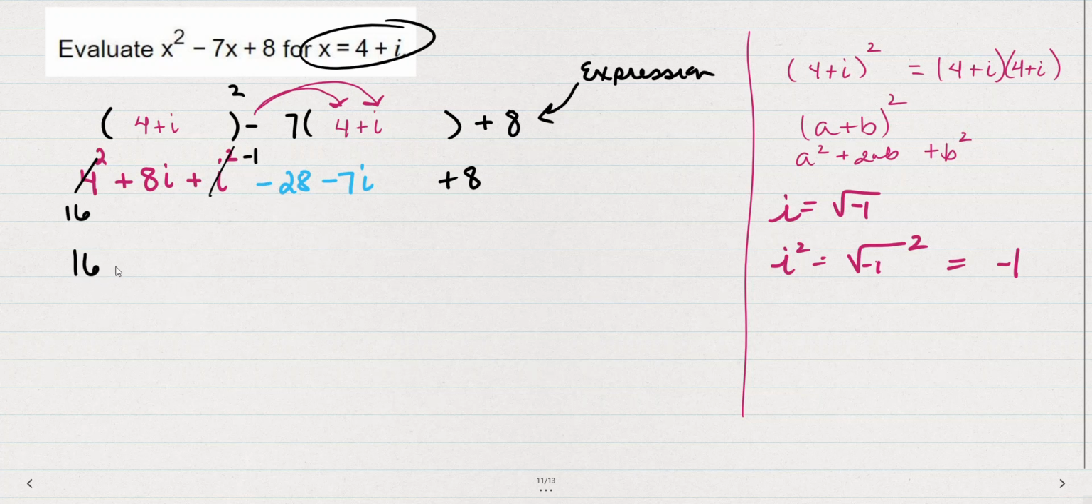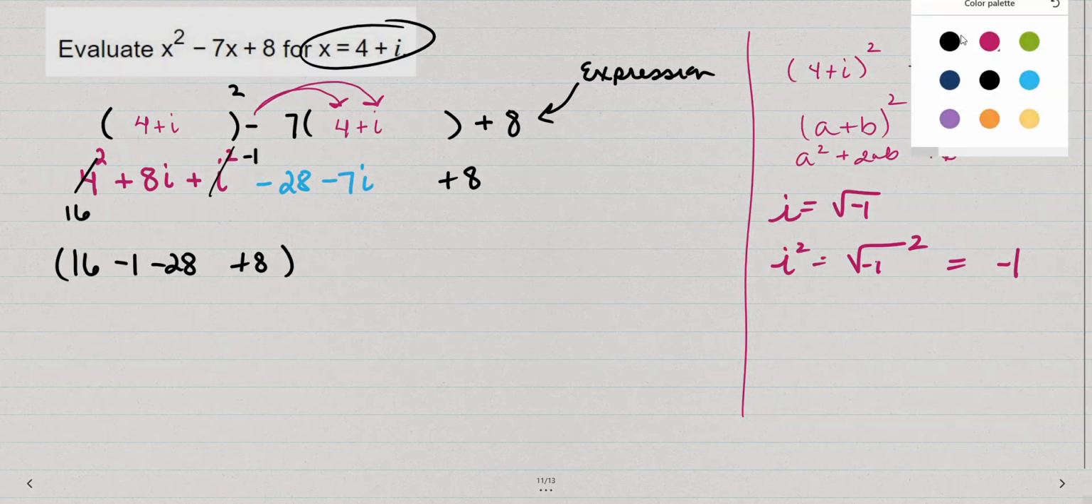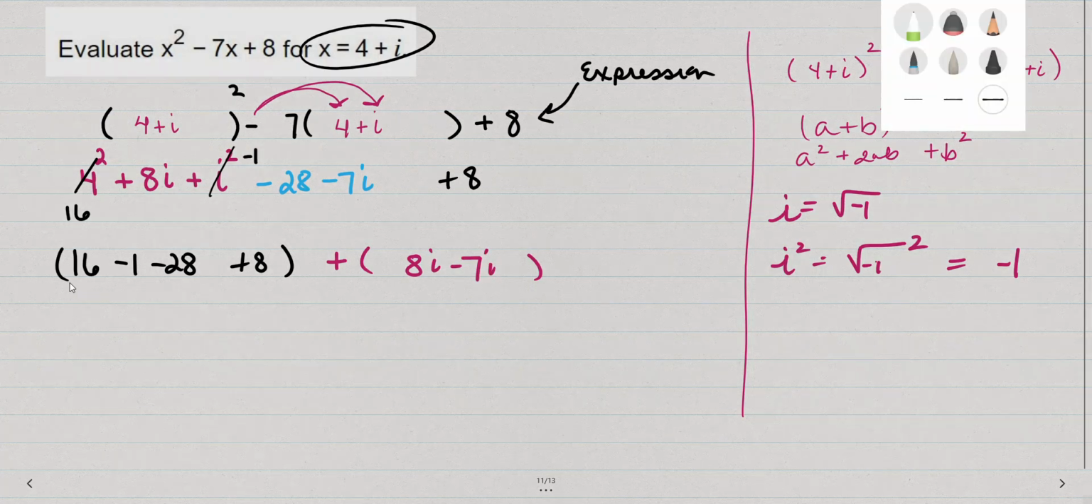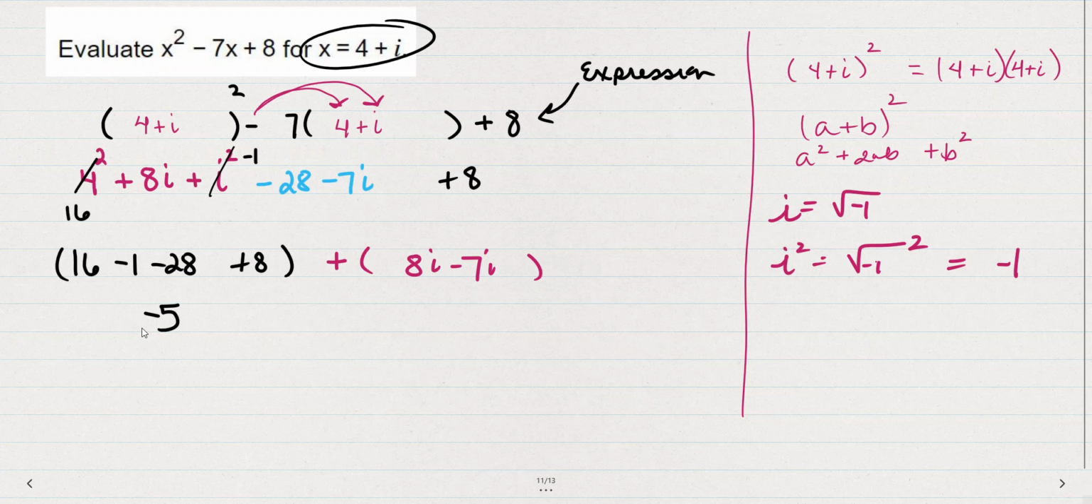Just to be clear, let me write those all out. We've got 16 minus 1 minus 28 plus 8. I've grouped all of the real components together. And then I've got all of the imaginary components, the 8i minus 7i, right? So if I do that arithmetic, 16 minus 1 minus 28 plus 8 is negative 5. You could use a calculator if you prefer. 8i minus 7i is 1. 8 minus 7 is 1, so 1i or just i. And that's it. We've got negative 5 plus i.